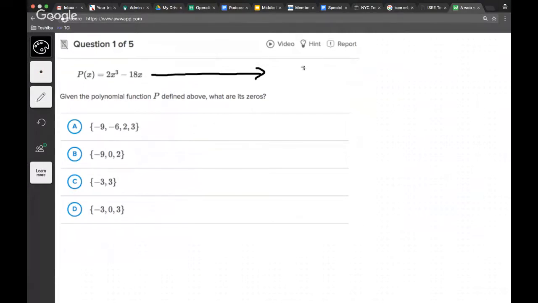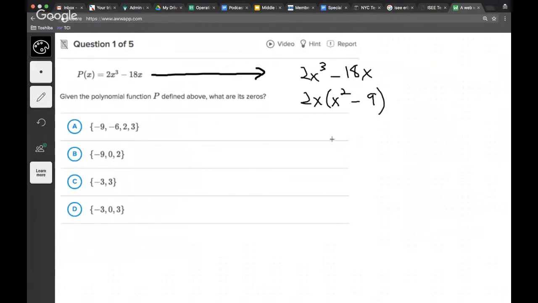So we've got 2x cubed minus 18x. And we can factor two things out of this. We can factor a 2 and an x because they're common to both terms. So that's what we're looking for. The 2 is common to both coefficients, 2 and 18, and x is common to x cubed and x. So we factor those out. What we have left here is x squared minus 9.